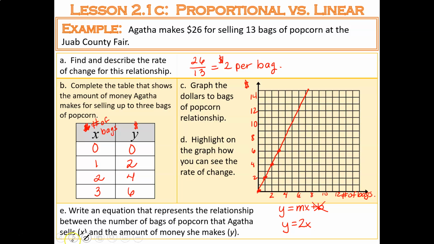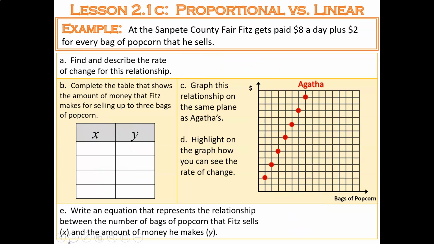All right, at a different fair, Fitz gets paid $8 a day just for showing up and $2 for every bag of popcorn he sells. So the rate, they already give us the rate: one bag is $2. So again, that's $2 per bag, same rate. Okay, this is different because he doesn't have to sell any bags and he's already brought in $8.